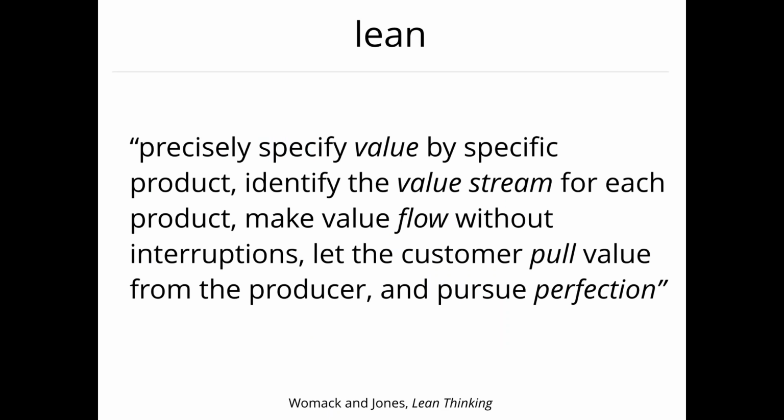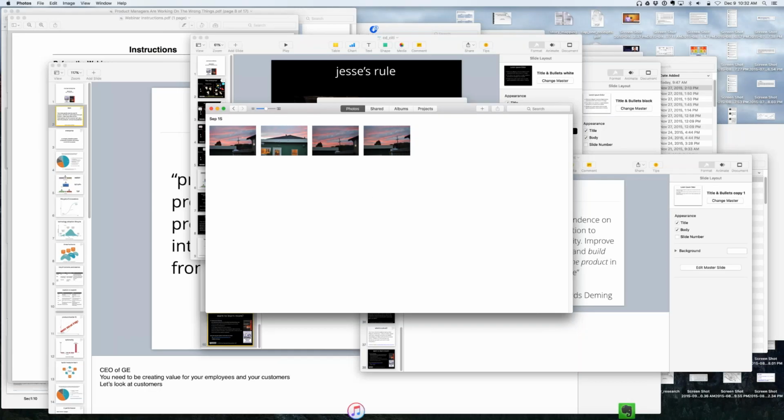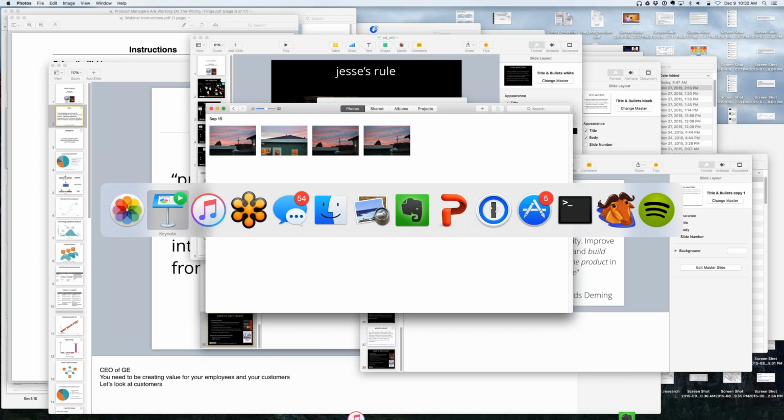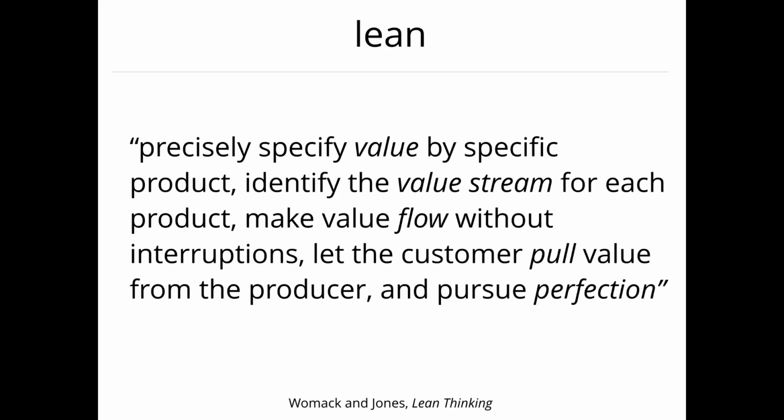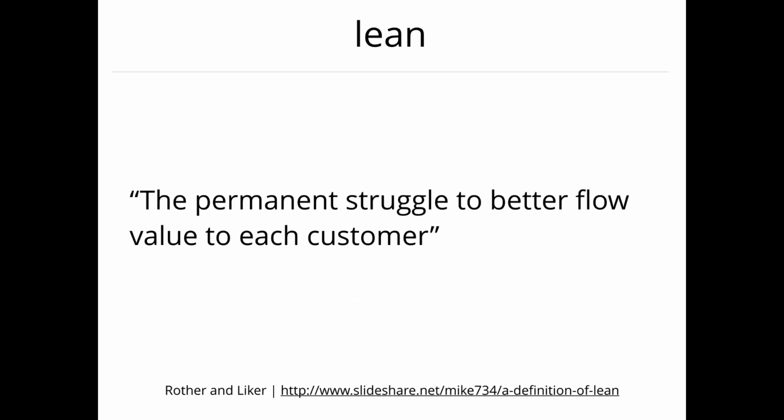So the idea is that we identify the value streams within our organizations, and a value stream is the movement of work from a customer request to the customer receiving the results of that request. And we want to make value flow through those value streams as rapidly as possible at high quality. And what we want to pursue is relentlessly working to improve quality, reduce lead times, and reduce costs, and pursue perfection.